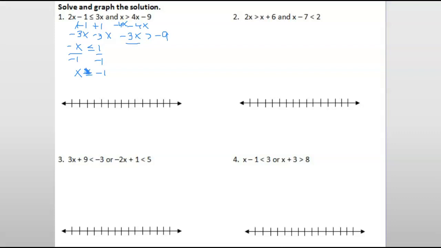Let's erase it. That's ugly. And then over here, divide by negative 3, and you get x, change the direction of your inequality, less than 3. This is an AND problem, which means their solution set should overlap. It means that I could write my inequality as one statement and it looks true. So x is greater than or equal to negative 1 and x is less than 3 makes sense. The number has to be smaller than 3, bigger than negative 1.